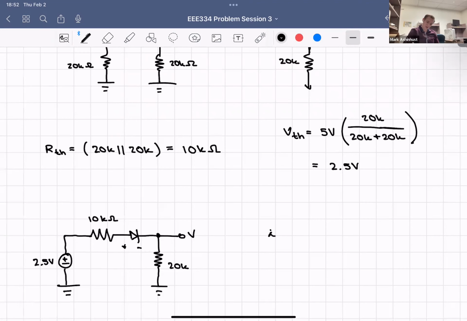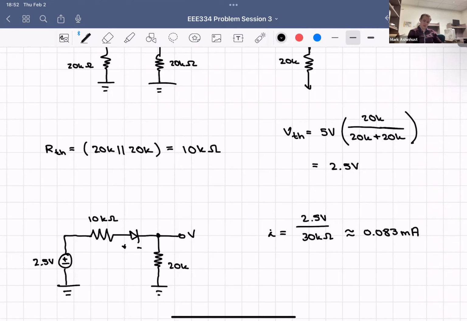So our I is going to be 2.5 volts. I equals V over R. We have our 2.5 volts over the 2 resistances there, 10K and 20K. So we have 30 kilo ohms, which would give us about 0.083 milliamps. So we have our ITH, or our I, our VTH, and our RTH.